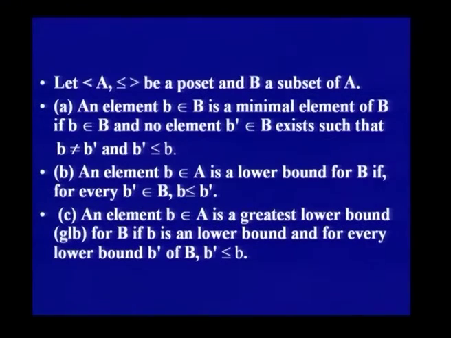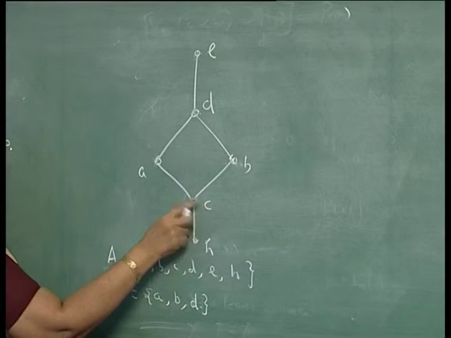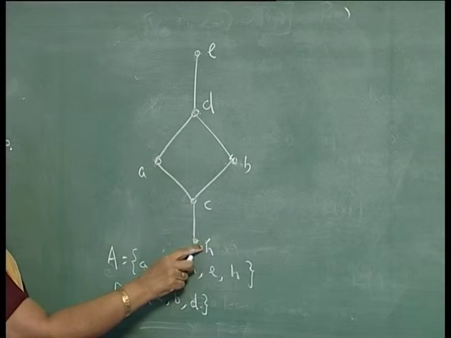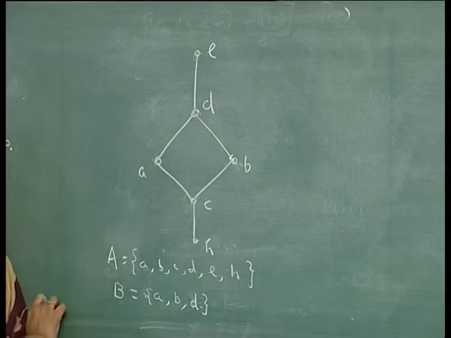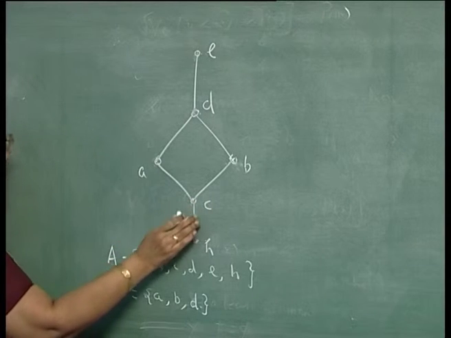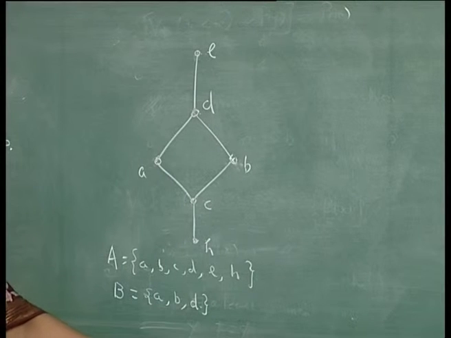How do you define lower bound? An element B belonging to A is a lower bound for B if for every B dash belonging to B, B is less than or equal to B dash. So, for example, if you take this set, C is less than or equal to everything. So, C is a lower bound. Similarly, H, if you take, H is less than A, D, B. So, H is also a lower bound. But among these, C is the greatest lower bound. You take the greatest one, that is the greatest lower bound.